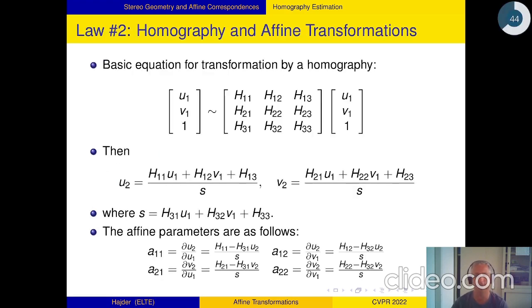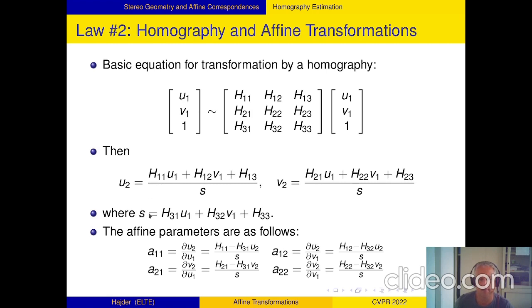So affine transformation can be used to estimate the homography if we know in which location the affine transformation approximates the homography. Then these affine transformations can help us in order to estimate the homography. Now let's consider the standard homography. This is the standard equation for transforming a point by the homography. Here, homography is represented by a 3x3 matrix. The transformation functions are as seen here.